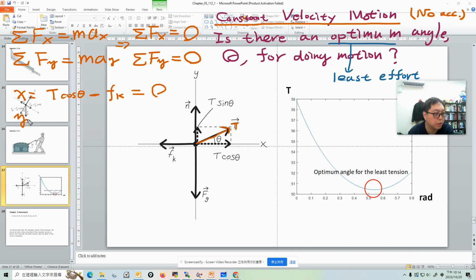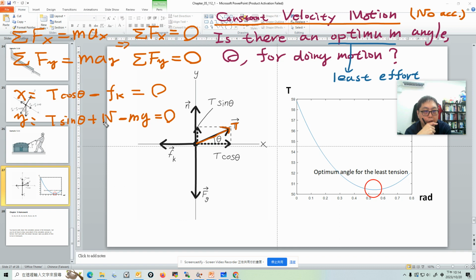Now let's do the y direction. The tension's y component, T sine theta, points up, so it's positive. Also, because the object is on the surface, there is always a normal force, pointing up, so it's positive N. Is there any other contribution in the y direction? Yes, the weight of the box points down, so it's negative mg, and the sum equals 0.